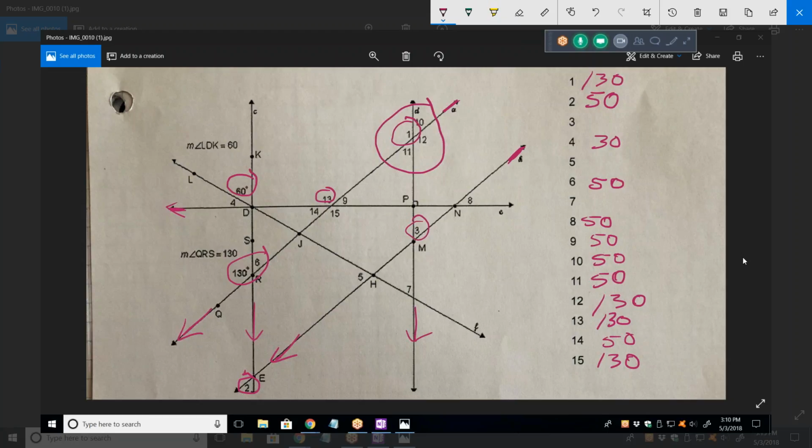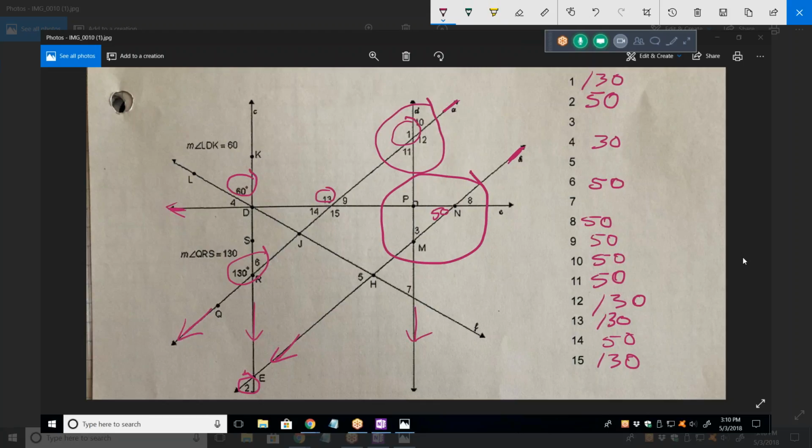I'm thinking. Let's see. What else do we know here? We know. Okay, here. Let's look in this little area right here. We know 8 is 50, so what's the vertical angle with 8? 8 is 50. So then wouldn't the vertical angle be 130?